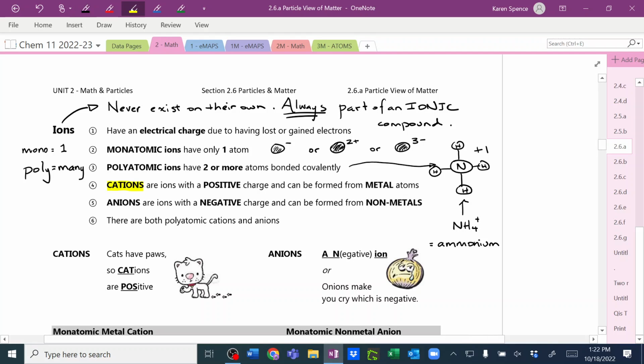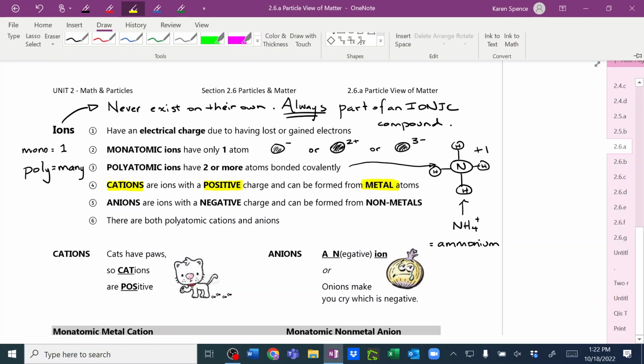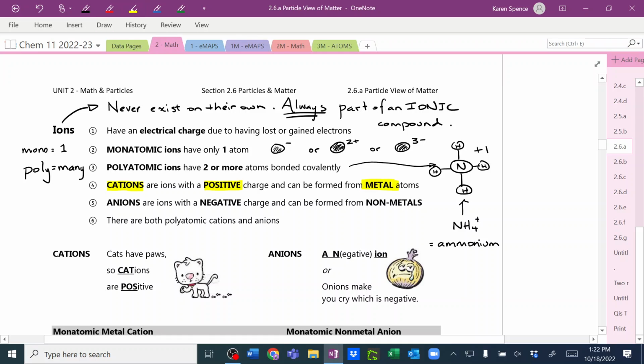Now, we already talked about cations, which are positive, but we didn't talk about what kind of element forms positive ions. It's always the metals. Metals always form cations when they form an ion, whereas your nonmetals always form negative ions. Oh, look at that. Isn't that nice? Nonmetal starts with N and negative starts with N. Okay, so your nonmetals form negative ions, your metals form positive ions.